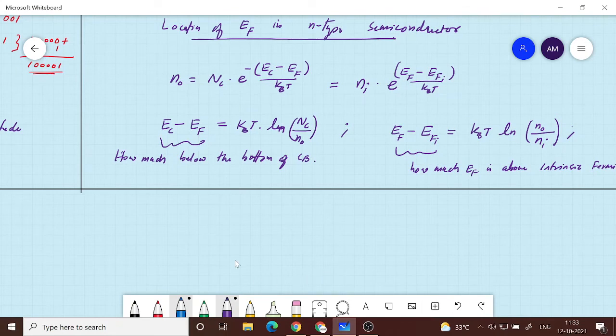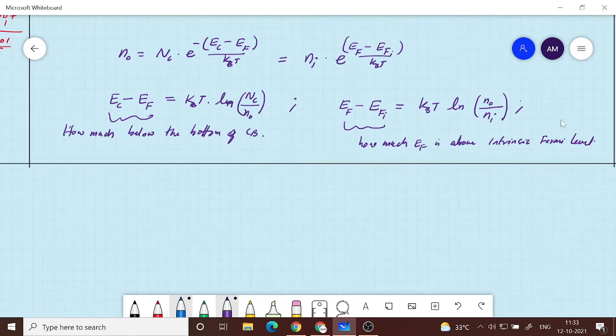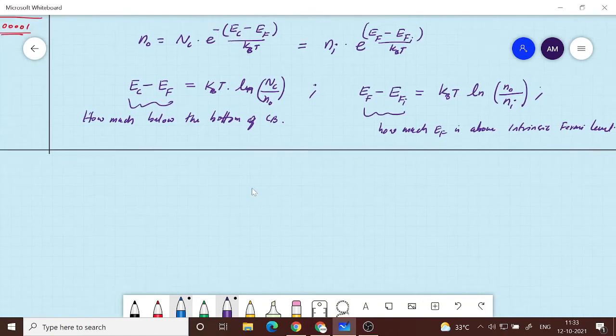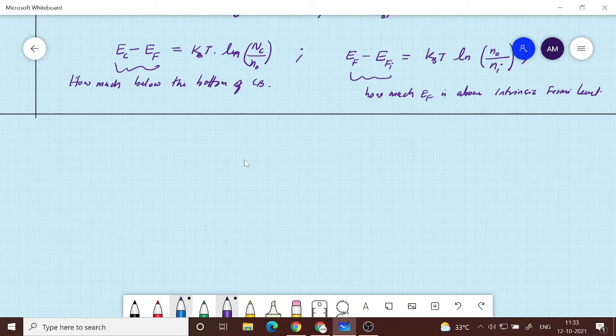So EF will be determined by two things. If you look at the second expression, it is very clear that the location of EF is a function of Ni and N0. The same discussion I can carry out for P type also. There we would specify with respect to EV how much it is above EV, and also how much it is below EFi. That is how we specify.